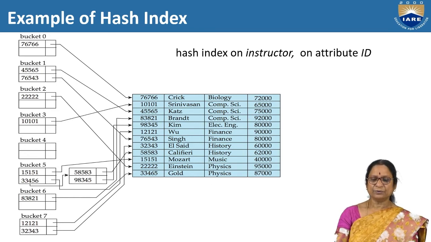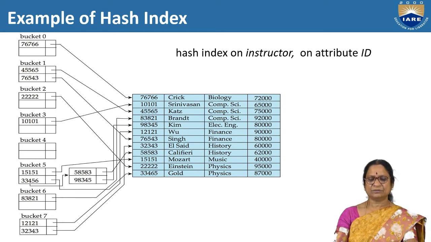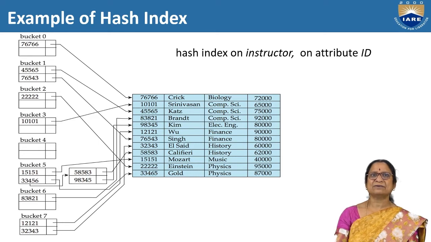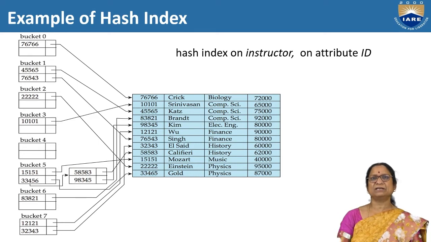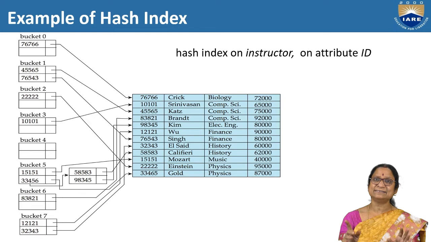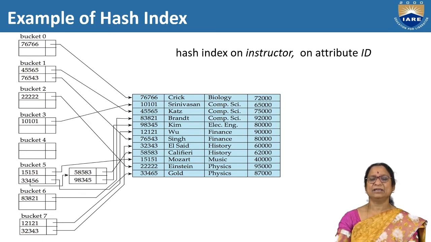So another example is given. You observe here instructor data is given based upon the attribute ID. The buckets are going to be generated. Here you observe the data was stored somewhere, and the pointers are going to be pointing there. That means in bucket 0, 76766 is there, and the pointer to that particular record is stored. So this is indexing. Indexing means only the bucket number and the record attribute value and its address will be stored, not the entire data. If it is a file, the entire data will be stored.